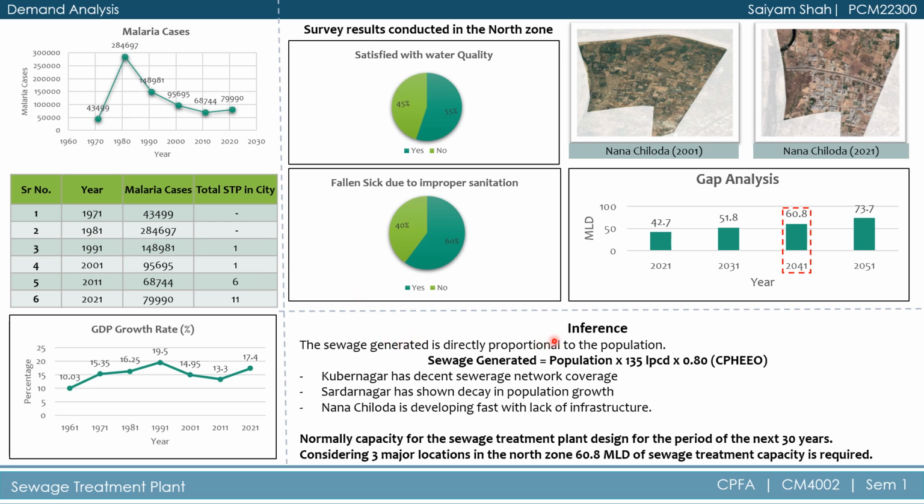Sewage generated is directly proportional to the population, hence currently in 2021 the three areas generated 42.7 MLD of wastewater. Any STP will be designed for the period of the next 30 years. Considering these three major locations in North Zone, 60.8 MLD of sewage treatment plant capacity is required. Hence, 60 MLD of sewage treatment capacity will be required for the North region.